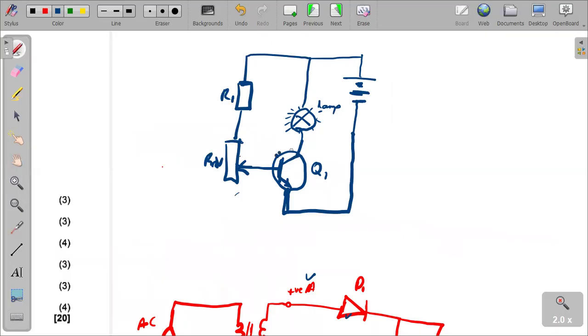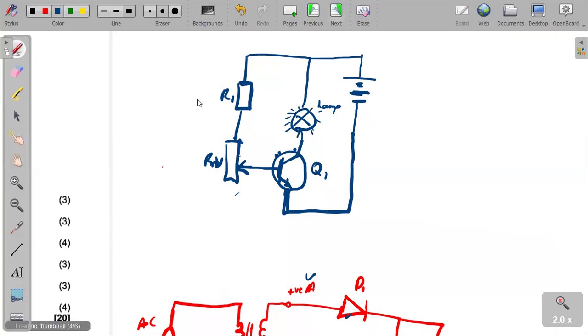And now, if the resistance of the variable resistor RV were increased, the base current would decrease, causing the collector current to decrease and the lamp would dim. If the resistance of the variable resistor were decreased, the base current and the collector current would increase, causing the lamp to glow brighter. That's the explanation needed, which marks the operation of our circuit there.